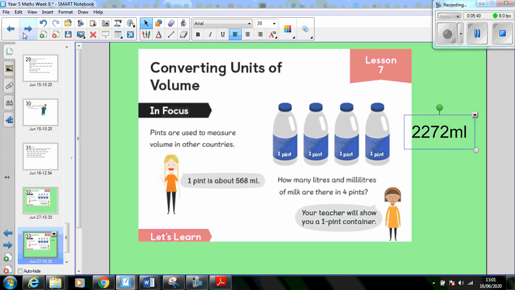If you had a go at this extension, hopefully you got 2,272 millilitres, or you might have had it as 2 litres, 272 millilitres.